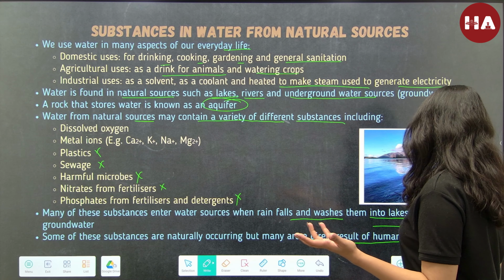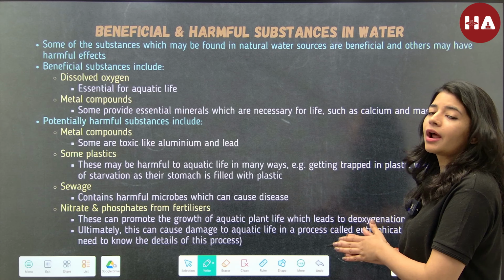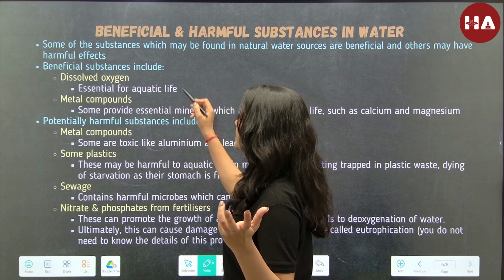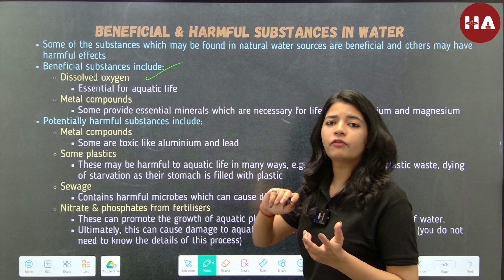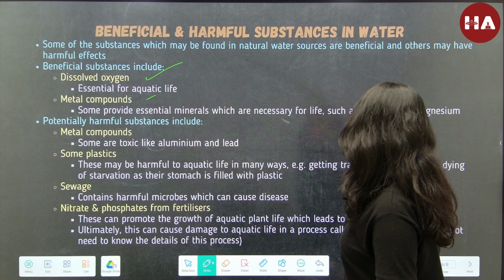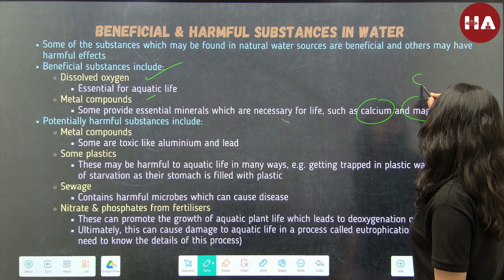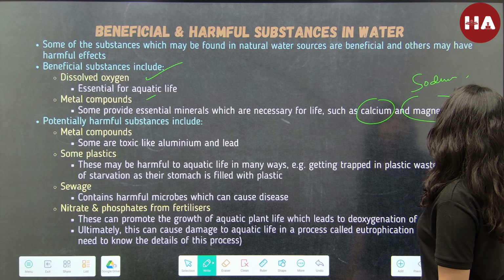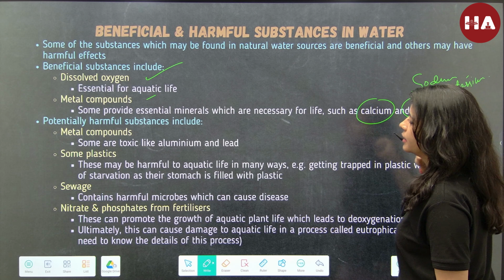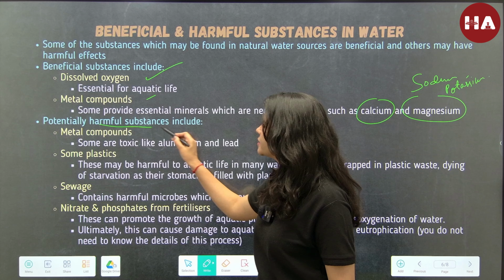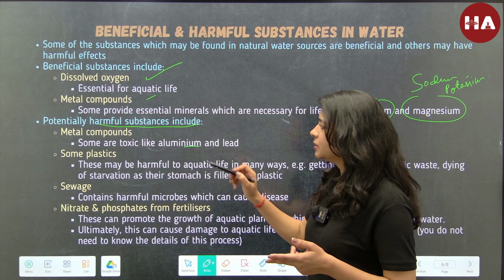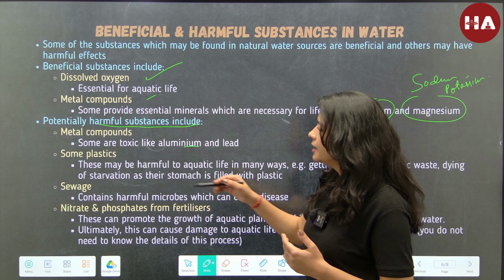Now let's look at the beneficial and harmful substances present in water in detail. A beneficial substance, as I told you, is dissolved oxygen, which is essential for the aquatic animals present. Then metal compounds such as calcium, magnesium, sodium, and potassium. These are important and beneficial metal ions. Then the harmful substances include metal compounds such as mercury, lead, or aluminium. These are very harmful.